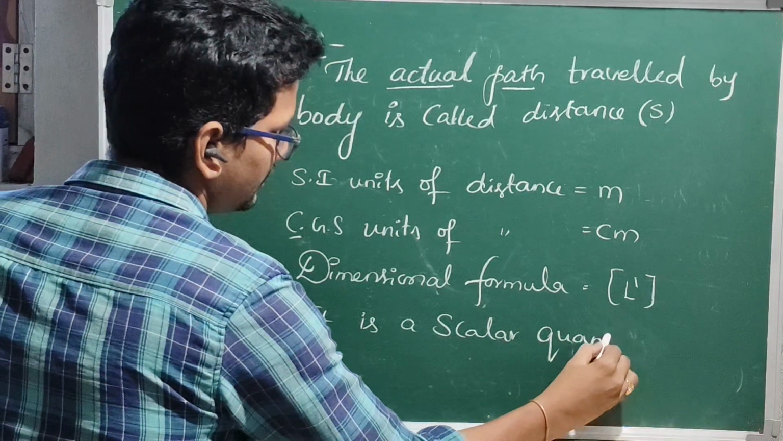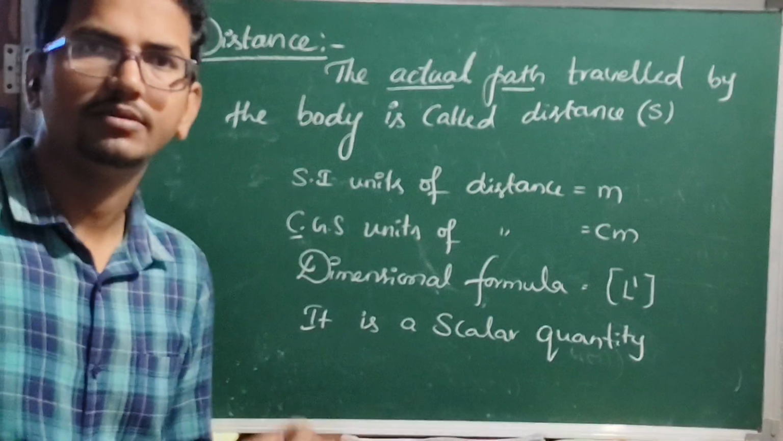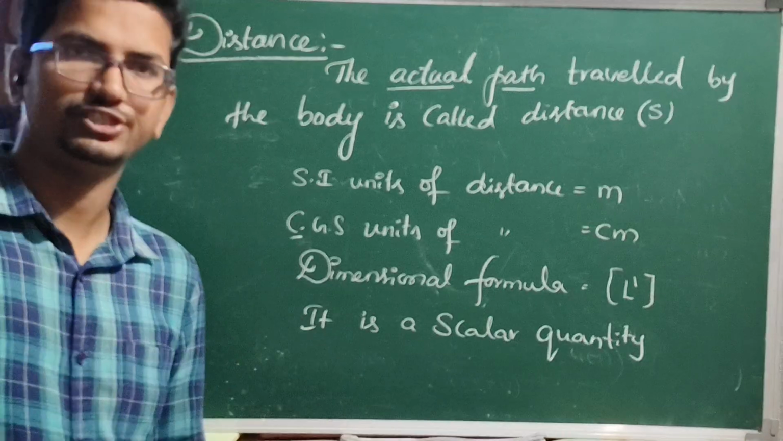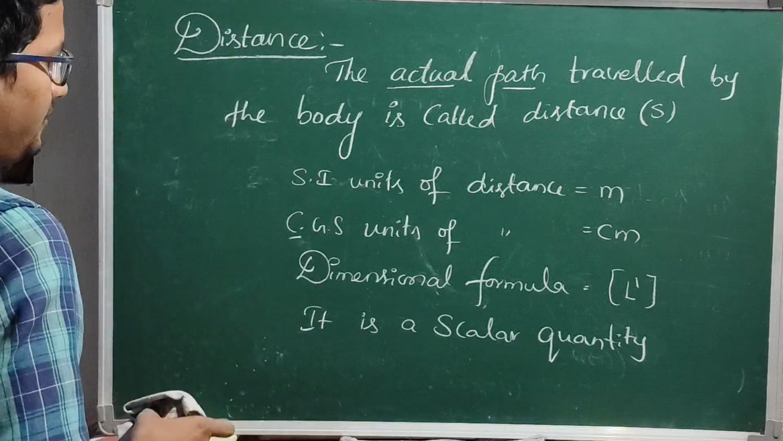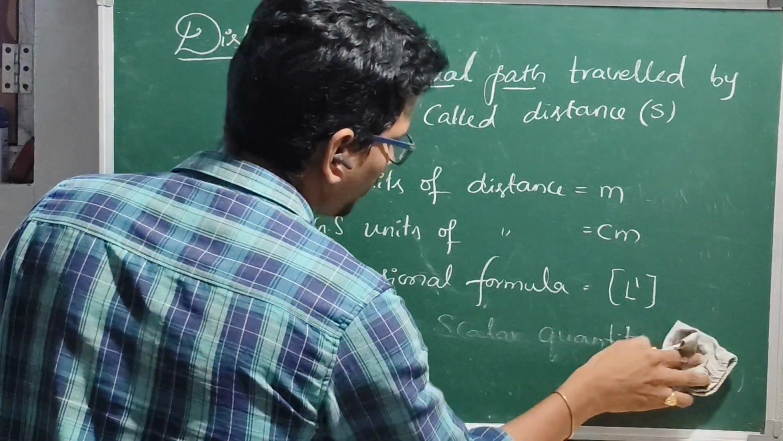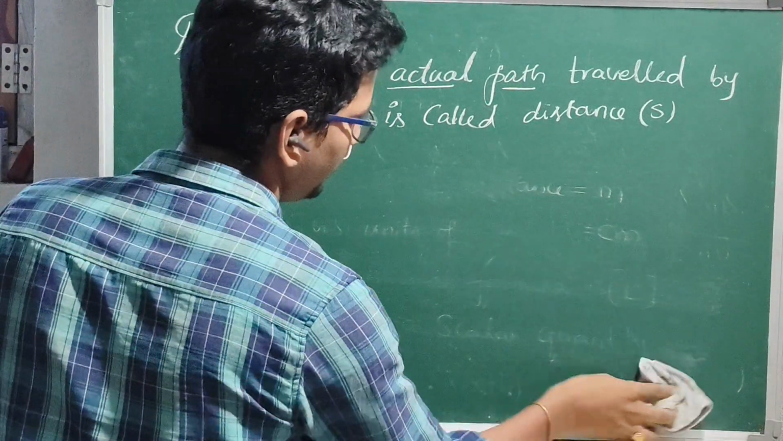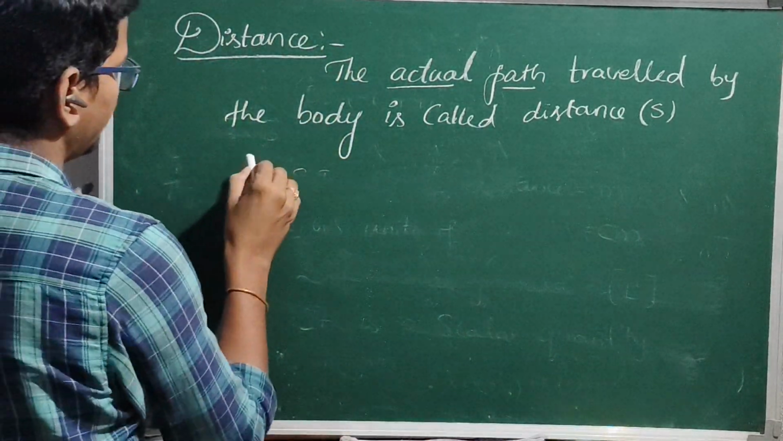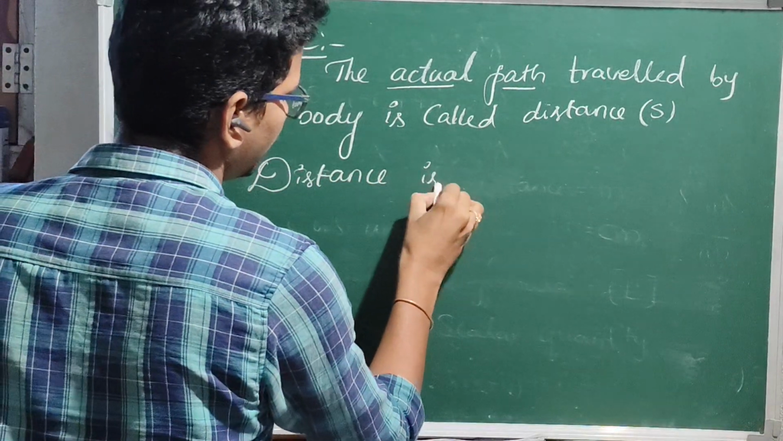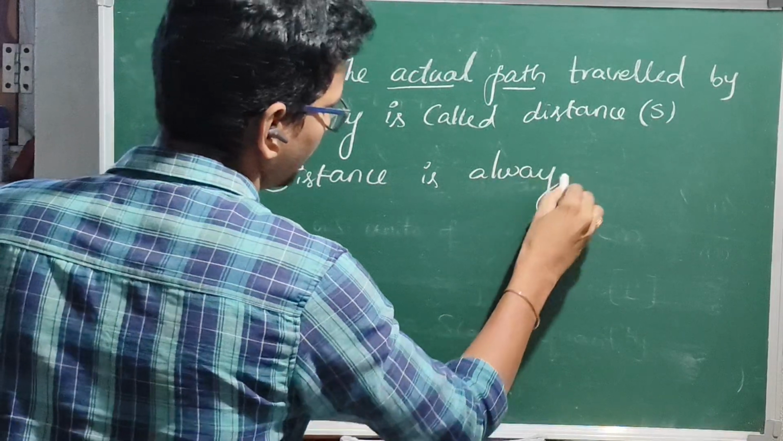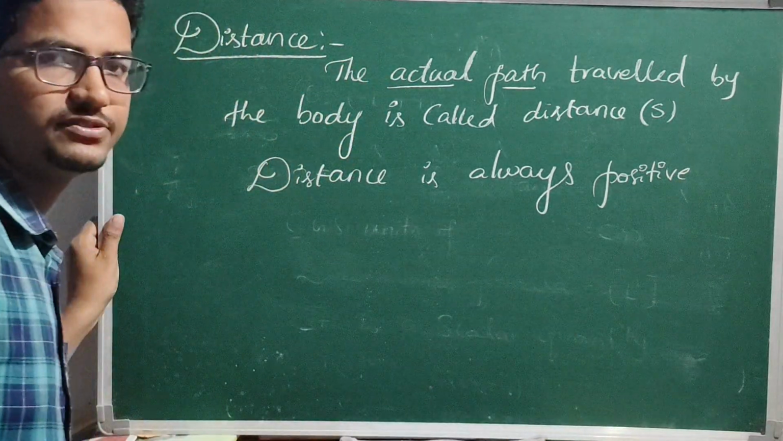Already we discussed scalars in the vectors chapter. Scalar means it has only magnitude, there is no specified direction. Based on that, the distance is always positive, because it doesn't have any specified direction.